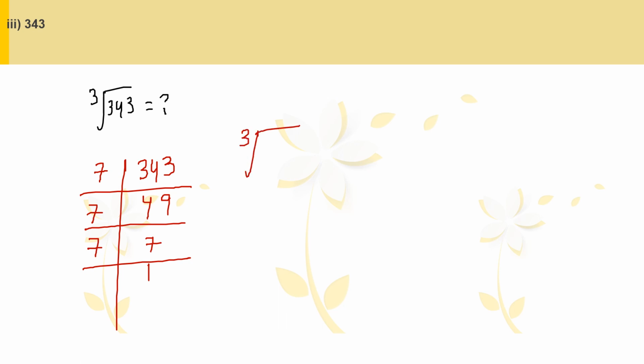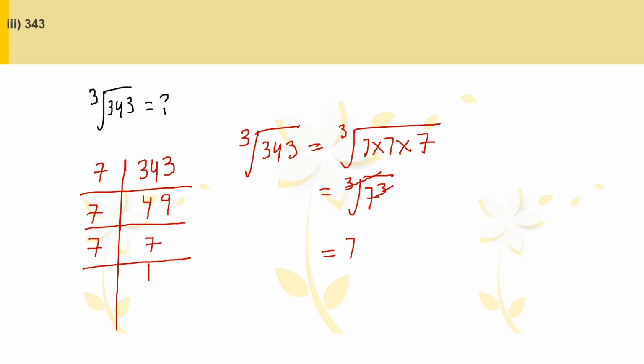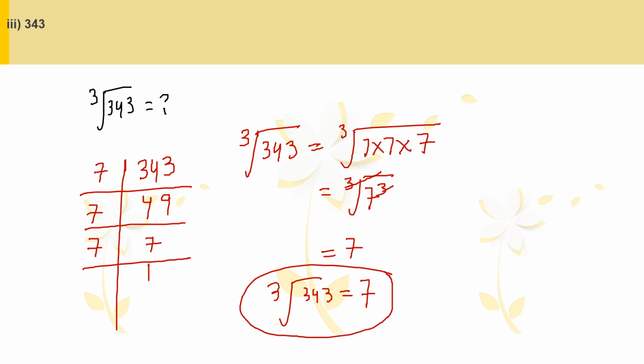Now cube root of 343 is equal to cube root of 7 multiplied by 7 multiplied by 7. I can write these three sevens as 7 cube. This cube cancels with this cube root and I get just 7. That means the cube root of 343 is 7. In other words, what it means is 7 multiplied 3 times with itself gives you 343.